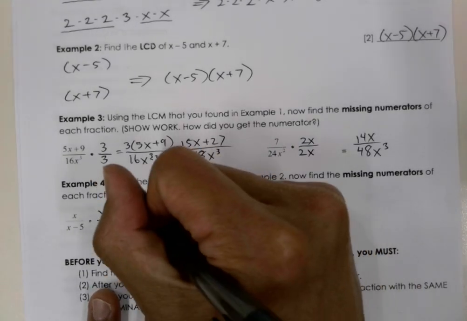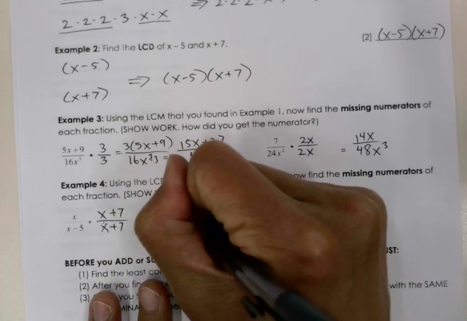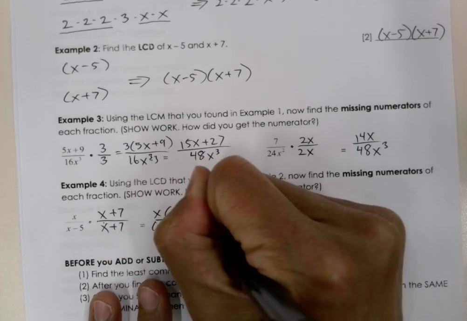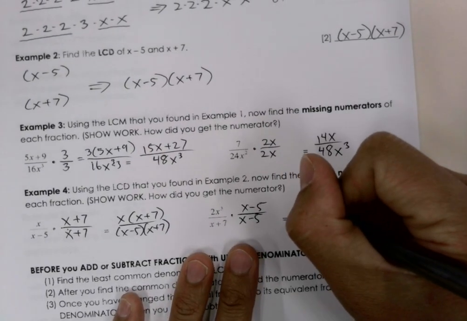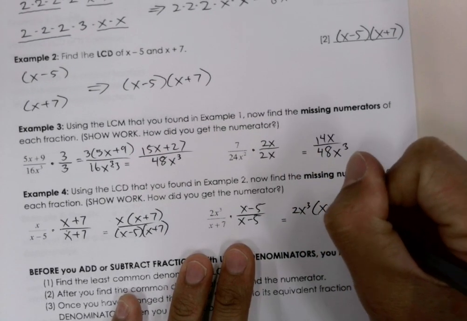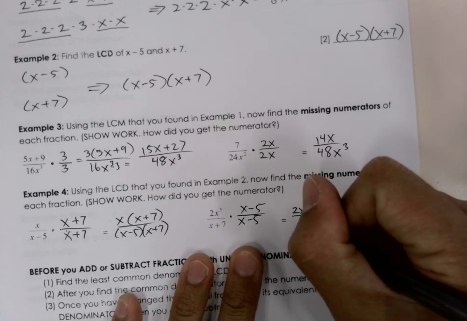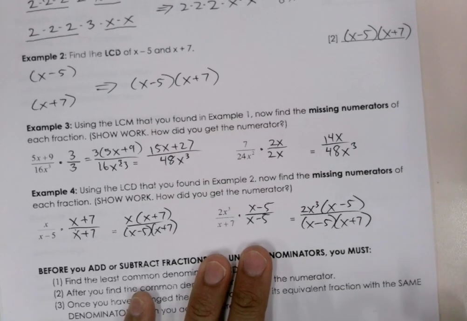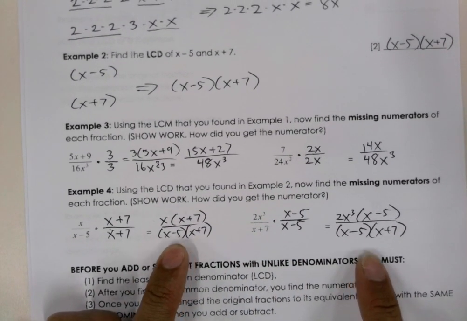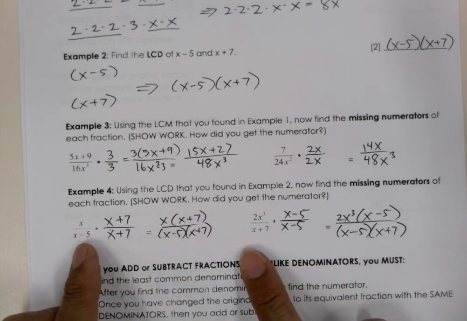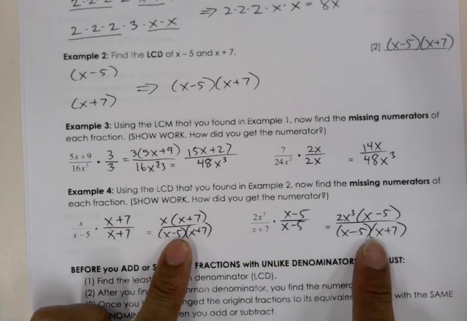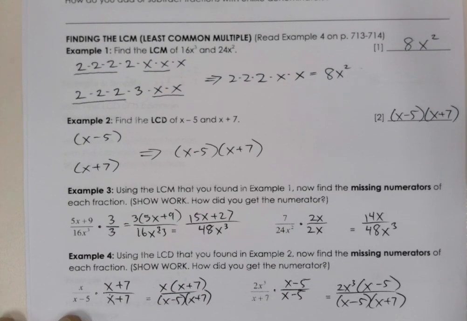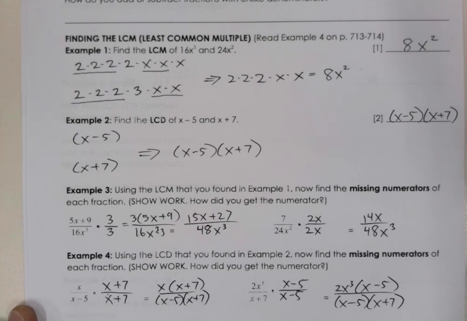So now we go ahead and multiply out, and we'll get x times x plus 7 in the numerator, and we'll get x minus 5 and x plus 7 in the denominator. Over here on the right side, we'll get 2x to the 3 times x minus 5 in the numerator, and we'll get x minus 5 times x plus 7 in the denominator. So you see, we now have two fractions. We've converted them to have the same denominator, and so now we can add and subtract them. Okay. So that's how we find the least common denominator.